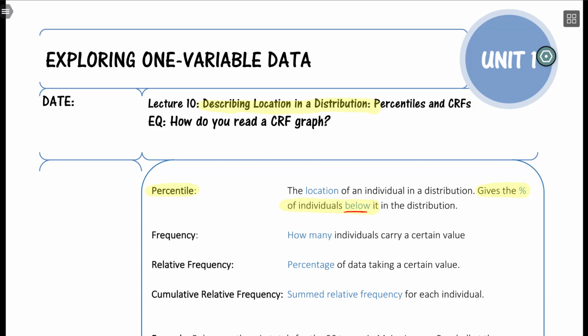Other textbooks and other individuals might say, well, let's go ahead and include that individual. Let's say at or below. But we are looking at strictly below, strictly smaller values than the individual under consideration. Okay?